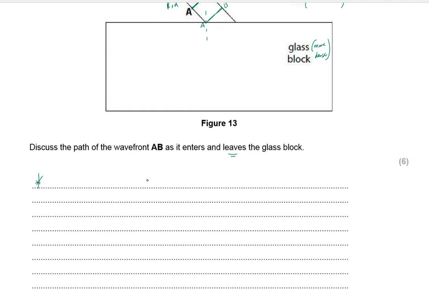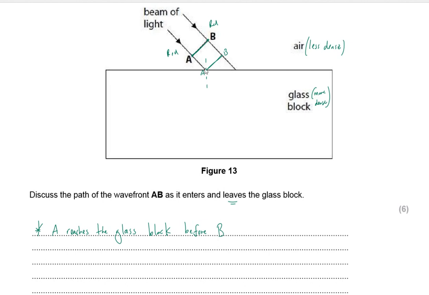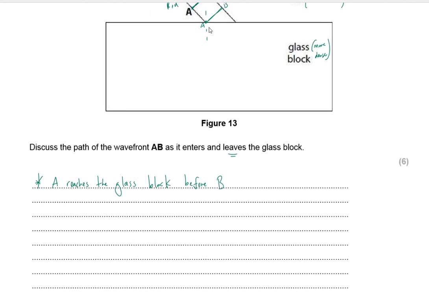So point number 1, we're going to say A reaches the glass block before B, because that's how a wave travels. This part here is the one that will reach the boundary first before B, and A is the one that's going to go through it.